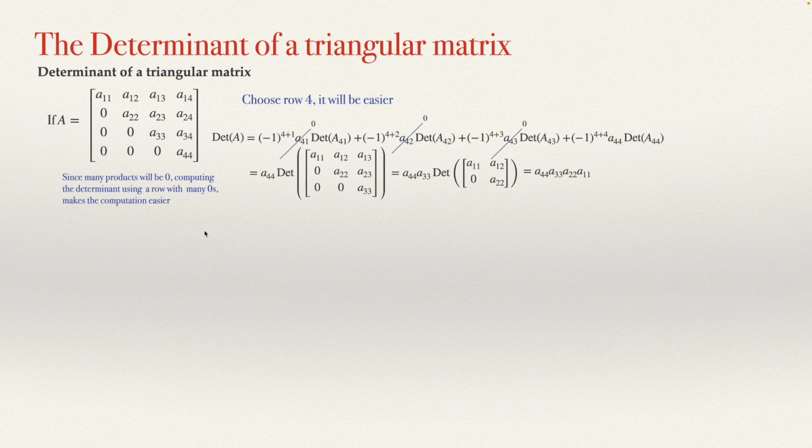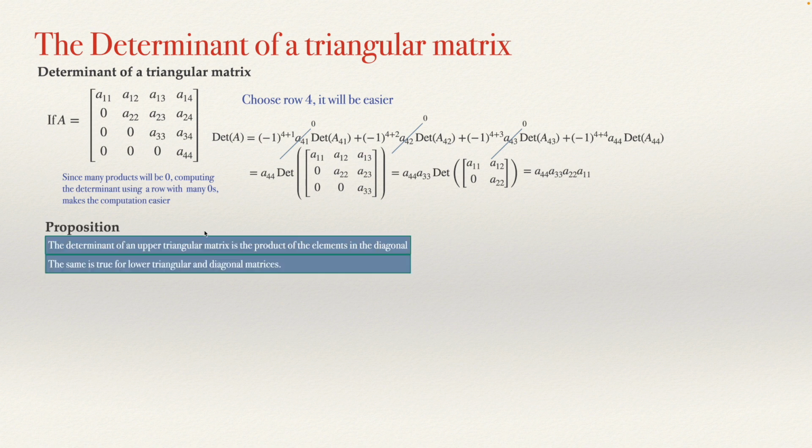And we found a very important result. The determinant of a triangular matrix, it could be upper triangular. You can notice that for a lower triangular it will be the same if you choose i equal 1. So it will be the product of the elements in the main diagonal. So you just multiply these elements and you get the determinant.